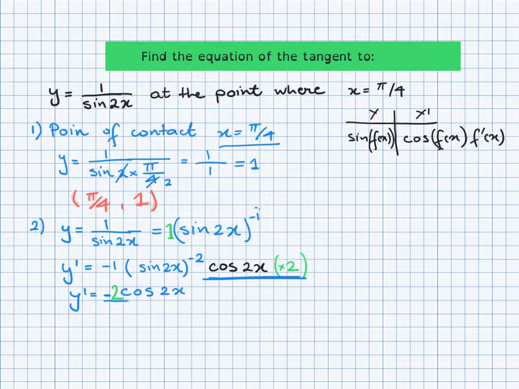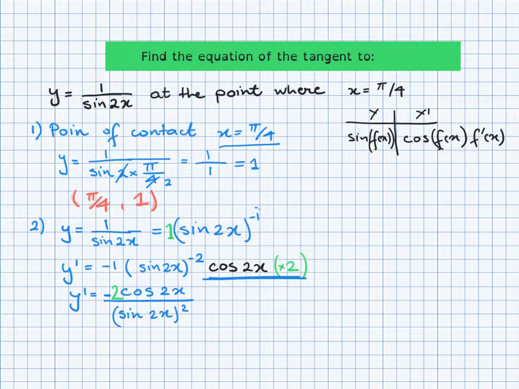Over, and this part here, sin 2x everything to the power of negative 2, I'm going to put in the denominator, and it's going to change the negative index into positive. So that will give us sin of 2x and everything to the power of 2.